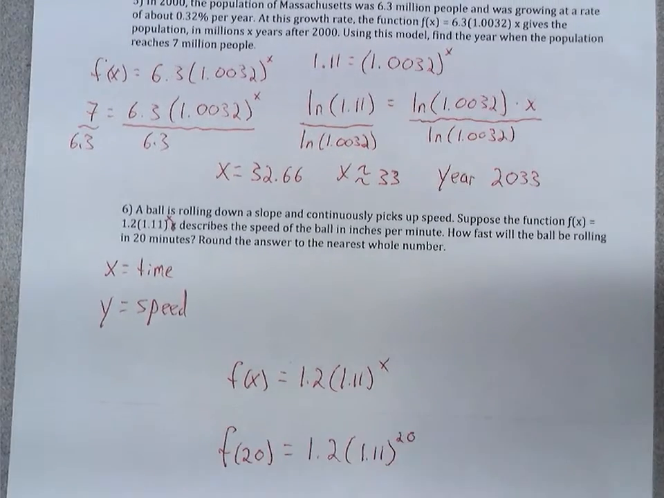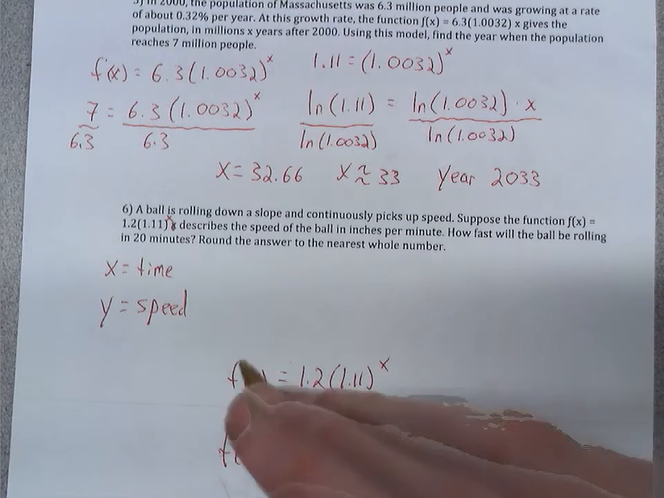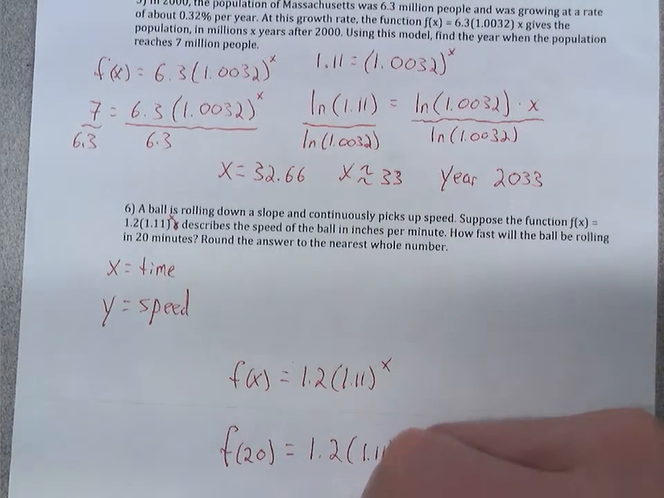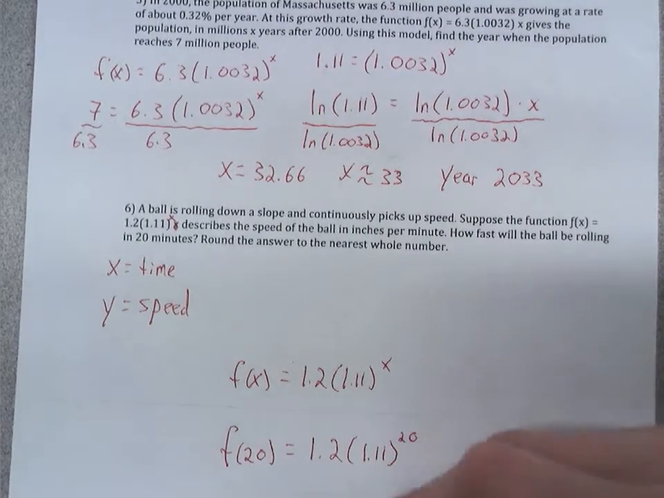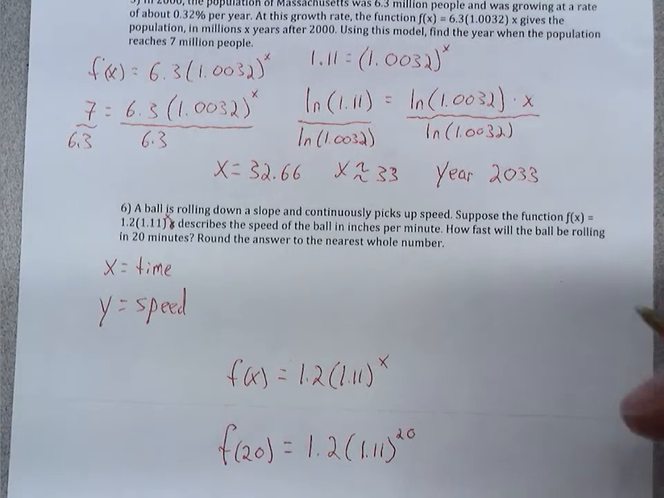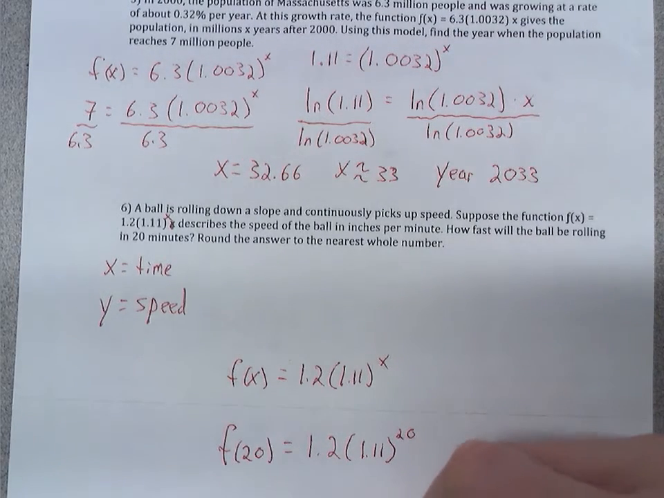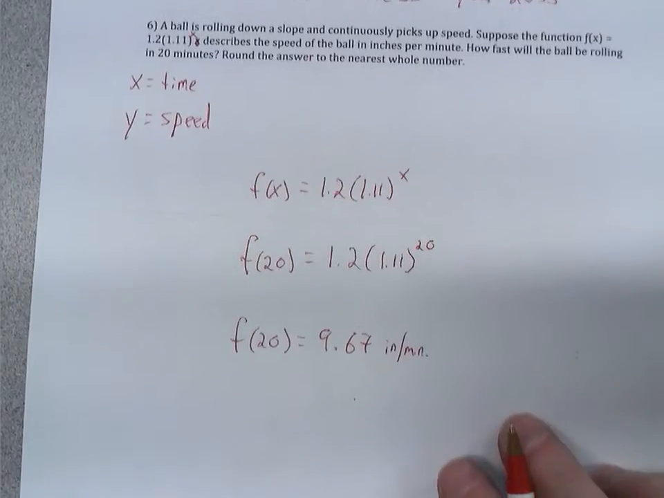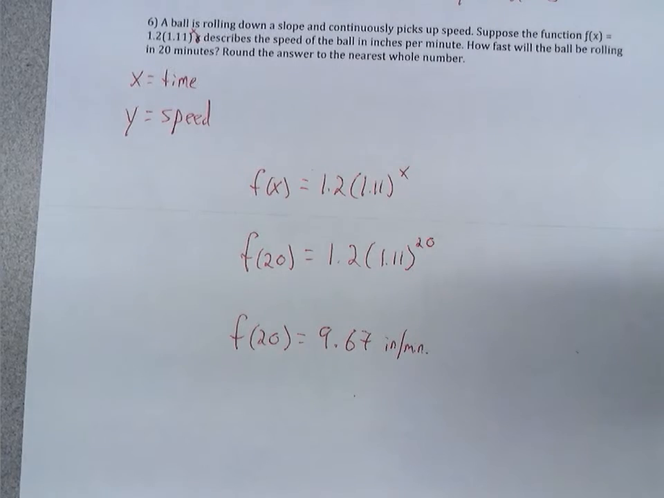And if we solve for that, 1.11 to the 20th power times 1.2 equals about 9.67. I'm rounding it. Let's see, what do we have for speed? Inches per minute. And that is our speed for that function after 20 minutes as it gradually picks up speed.